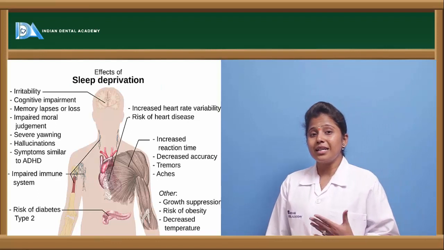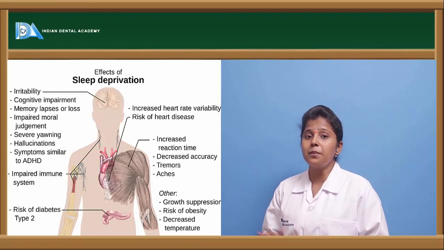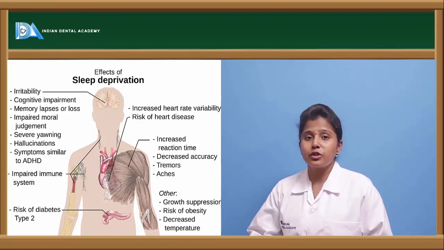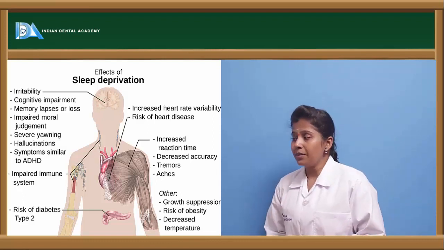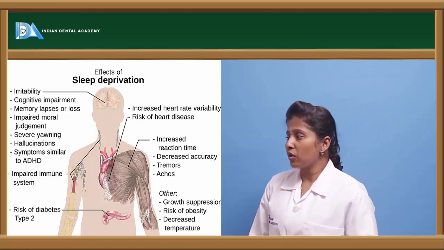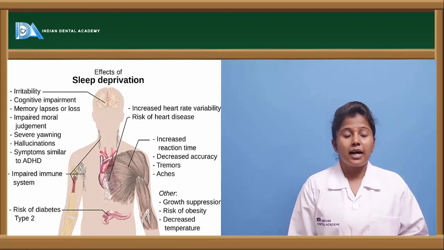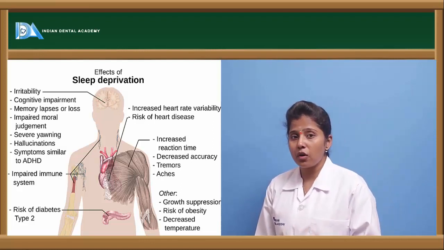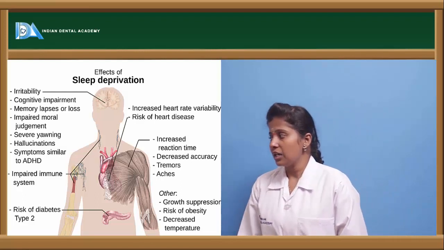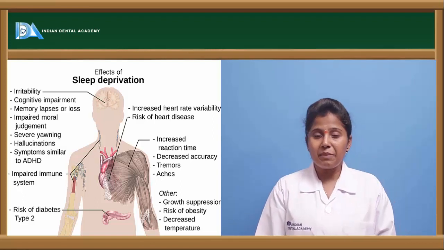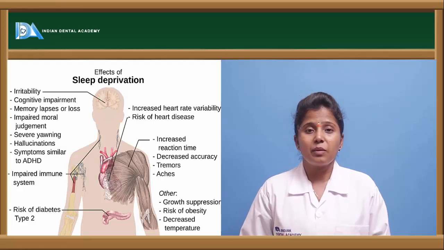Here we can see what are the effects if the person is not having proper sleep. In a shorter way, we can say that these are the symptoms of insomnia. There will be irritability, and there will be impaired moral judgment. The person cannot judge what is right and wrong properly. Impaired immune system, and if the sleep deprivation persists for a longer period of time, it may even cause diabetes mellitus also. There will be increased heart rate, tremors, aches, that is body pains, hallucinations, etc. So there are various other effects if a person is not having proper sleep.